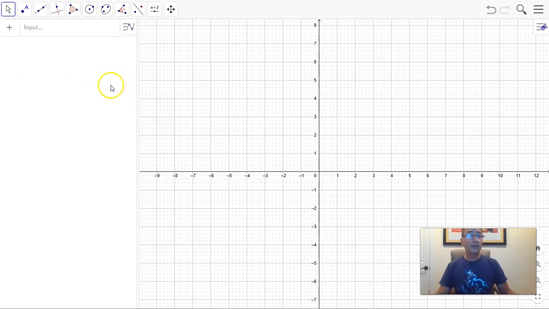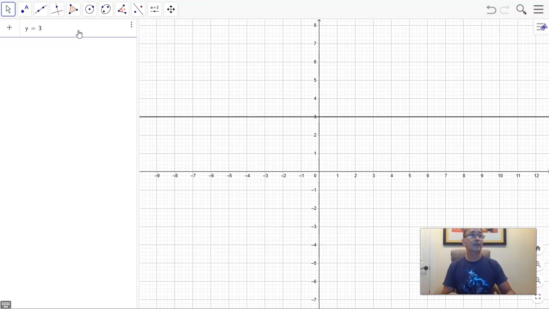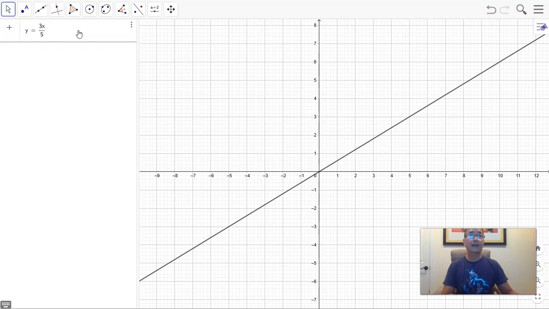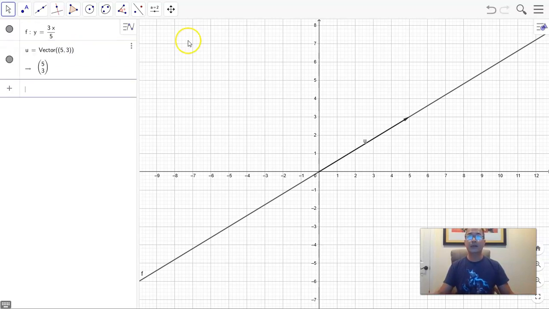Let's start in R2. We know that the non-trivial subspaces in R2 are the lines passing through the origin. So let's say we have y equals 3/5 x. Let's write that as 3x over 5. Okay, so there's a line passing through the origin. And we might as well think of a basis for this line. The slope is 3 over 5, so the vector 5, 3 is on that line. So let's make our vector 5, comma 3. All right, so there it is.